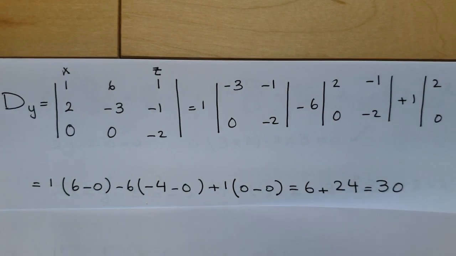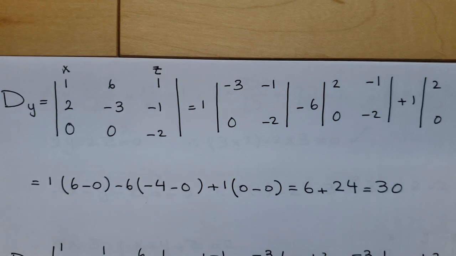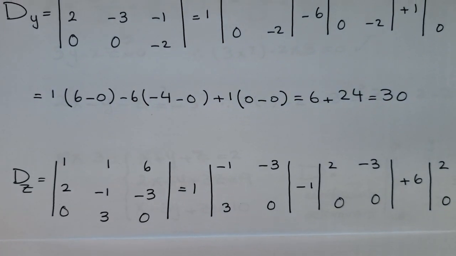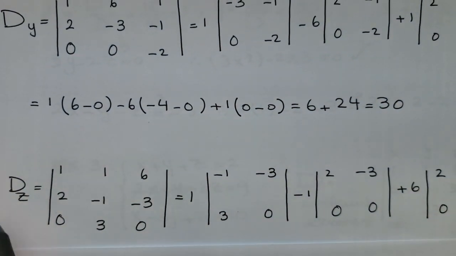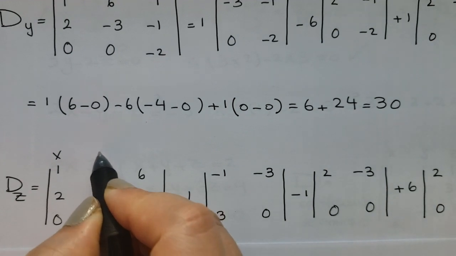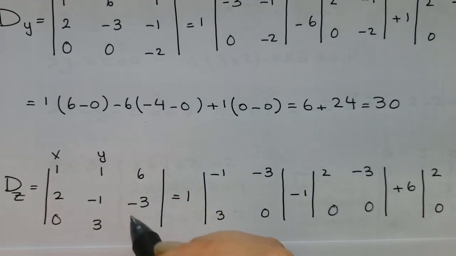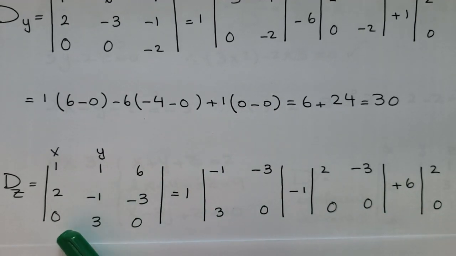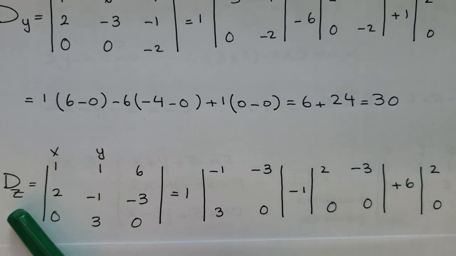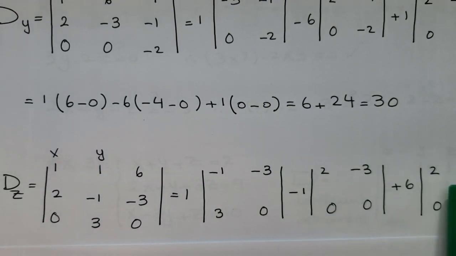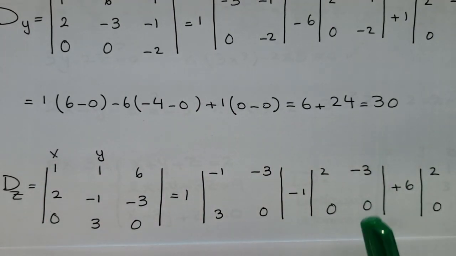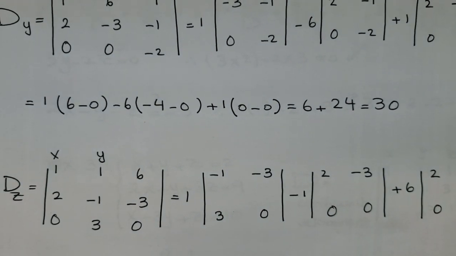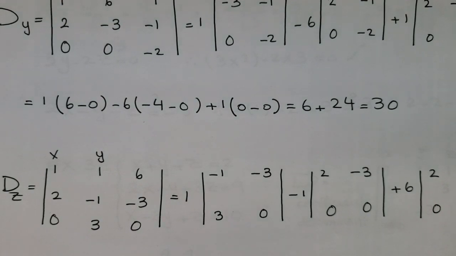The next step, I have to calculate the dz, and dz again, as I just mentioned, z is the third variable, so the x and y would not change, but the z column would be replaced by the constants. And then I calculate this 3 by 3 matrix by breaking it down into 3 2 by 2 matrices, and then I do all the calculation, and I find the answer, which is 45.